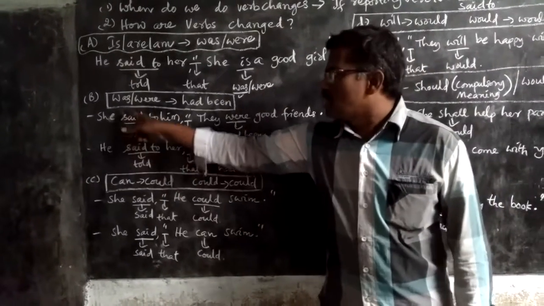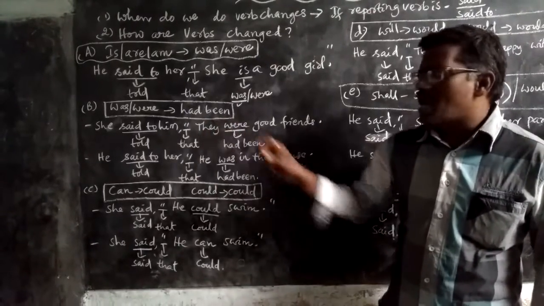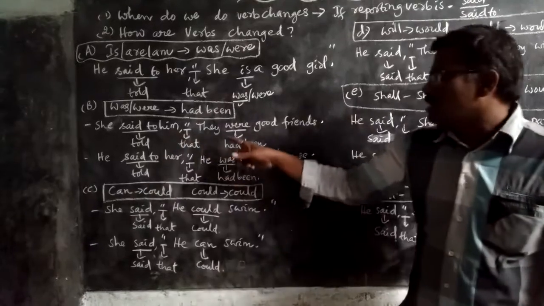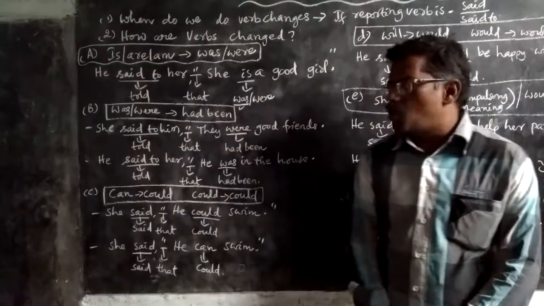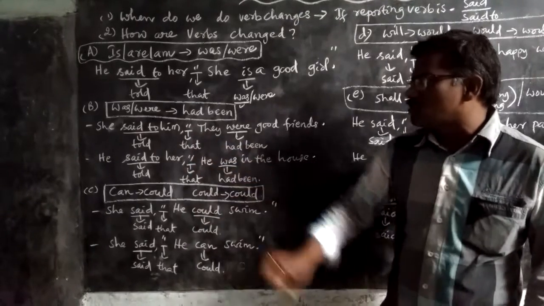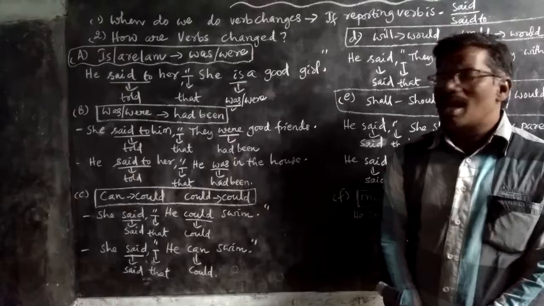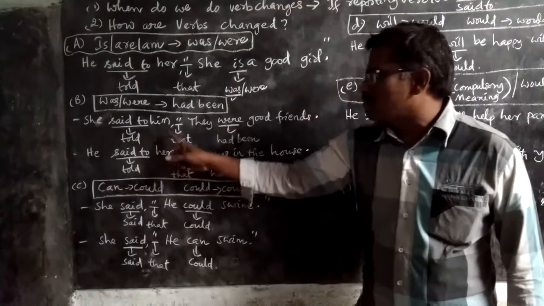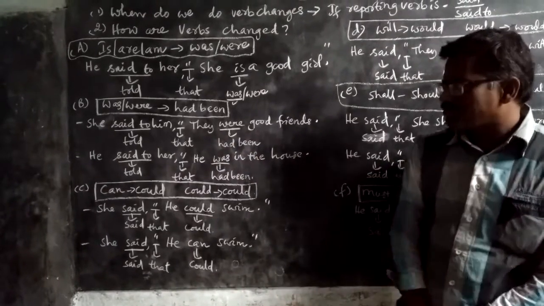Well, second rule. If we find was or were, we can change it into had been. Look at this example. She said to him, they were good friends. Here, said to becomes told. Inverted comma is changed into that, and the verb has been changed into had been. So by doing so, she told him that they had been good friends will be the answer.